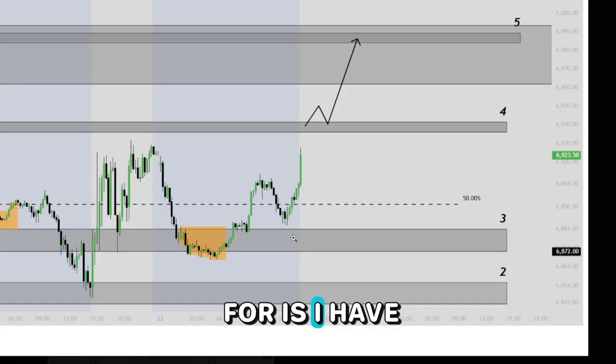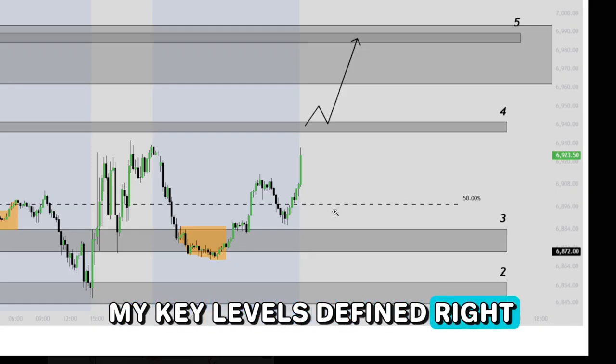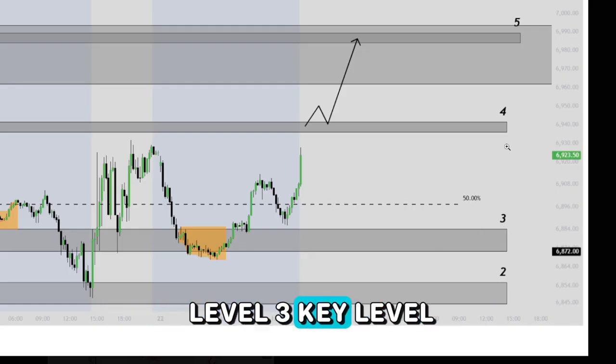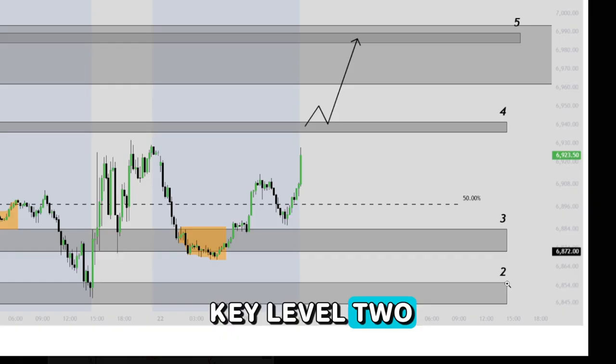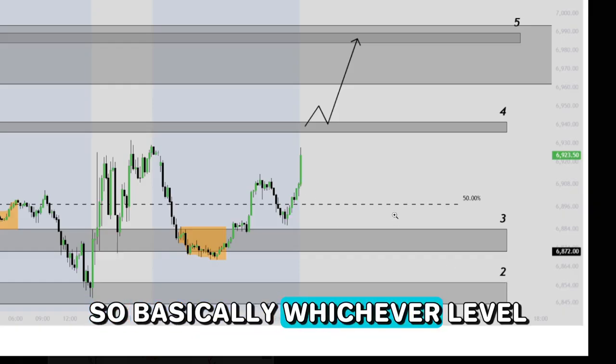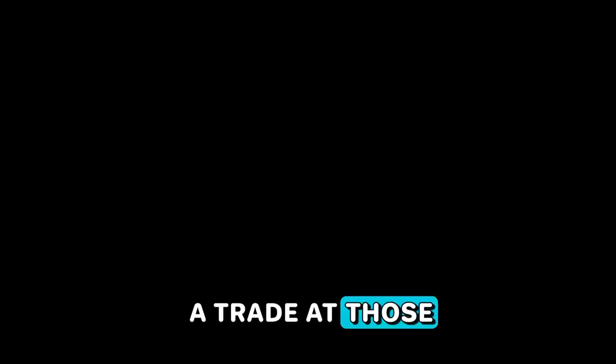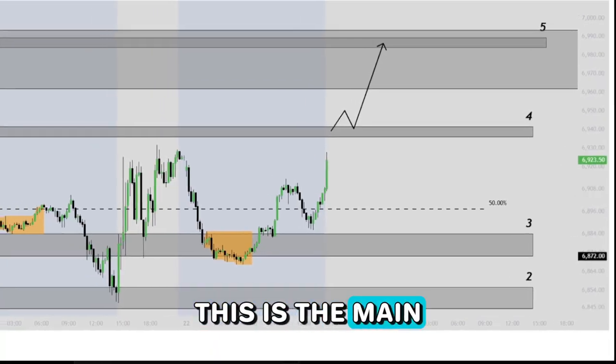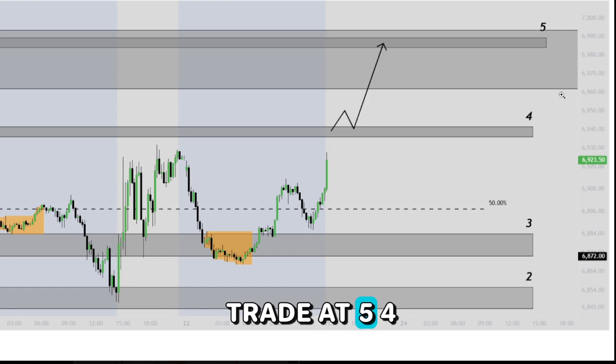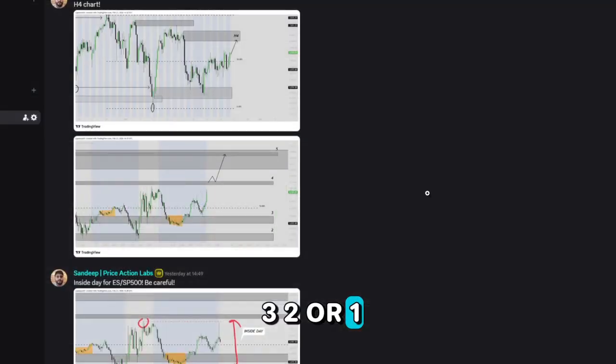So I have my key levels defined, right? I've got key level 3, key level 4, key level 5, key level 2. Basically, whichever level price comes into, I'm only looking for a trade at those levels, right? This is the main thing I want everyone to understand. I'm only looking to trade at 5, 4, 3, 2, or 1.